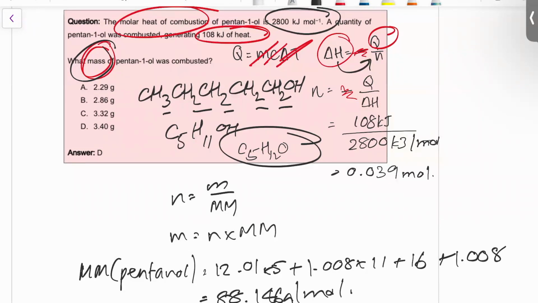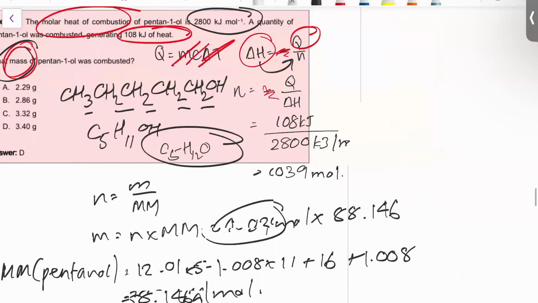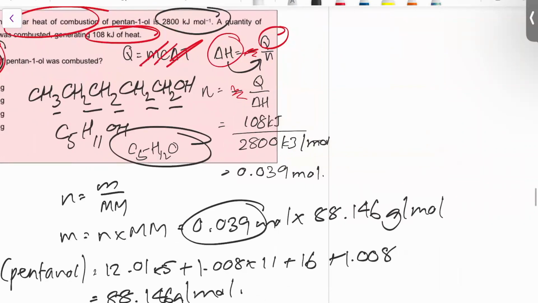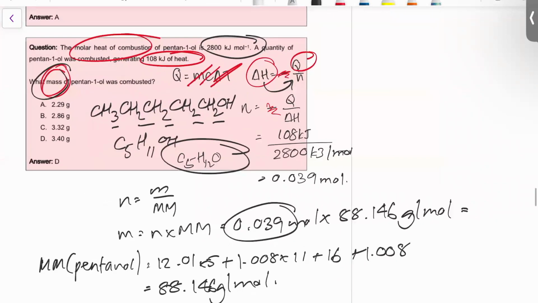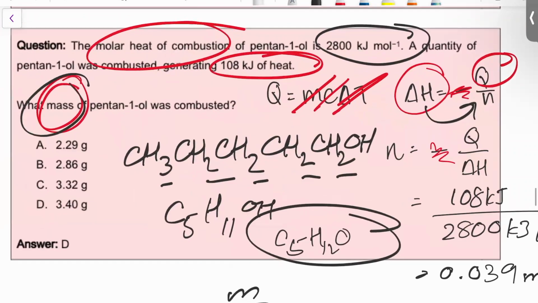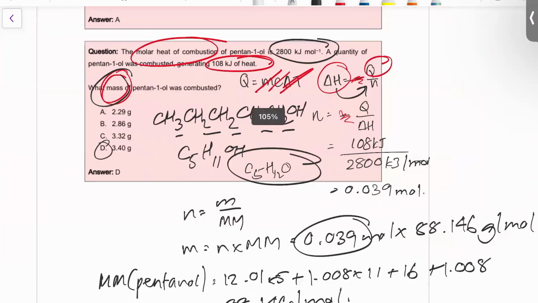So now this is going to be 0.039 moles times 88.146 grams per mole. Just keep in mind, when you're doing this in a short answer exam and not just multiple choice, you want to keep all of your decimal places. So what's the mass of this going to be? Right, 3.44. Good. And your answer rounds this off to three significant figures. So this is going to be D, which is 3.40.